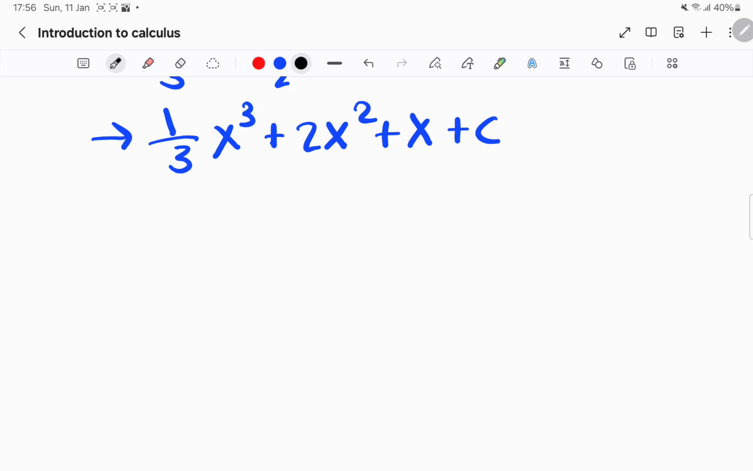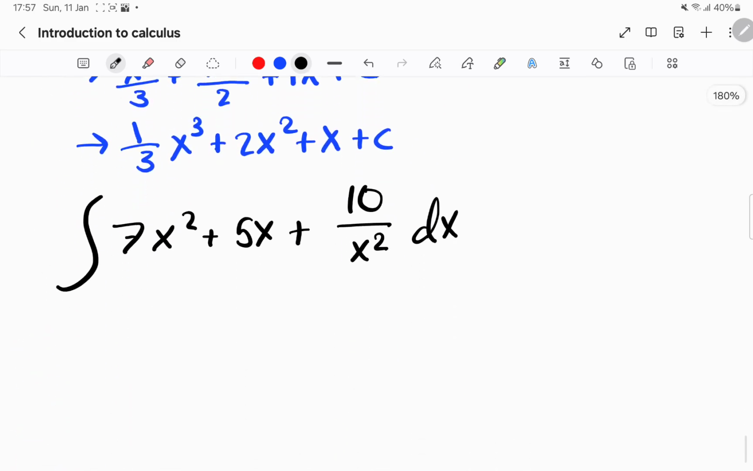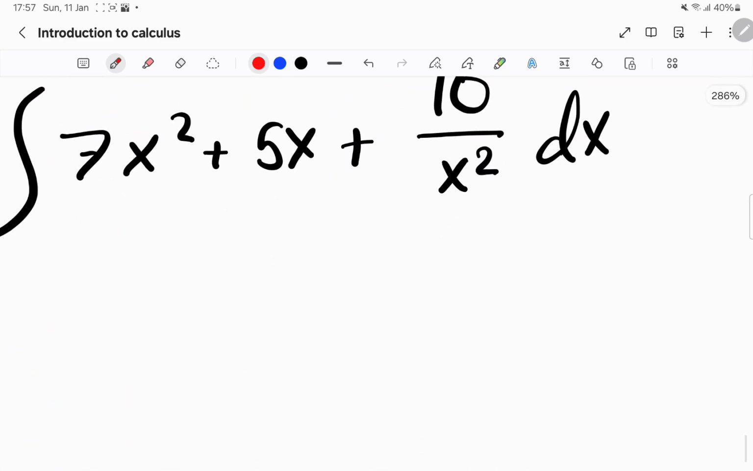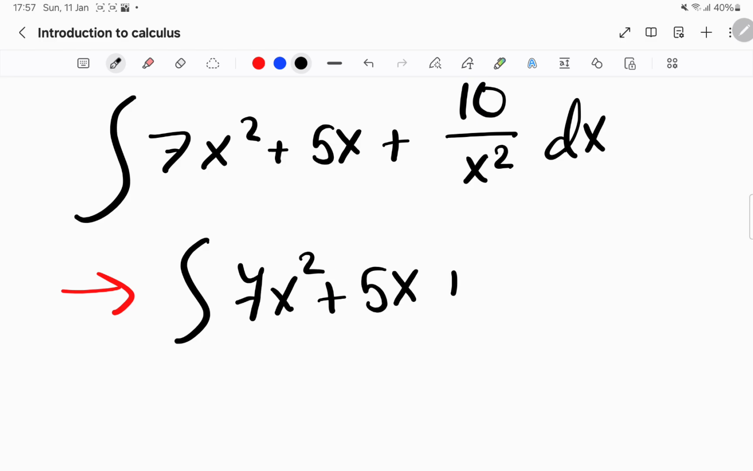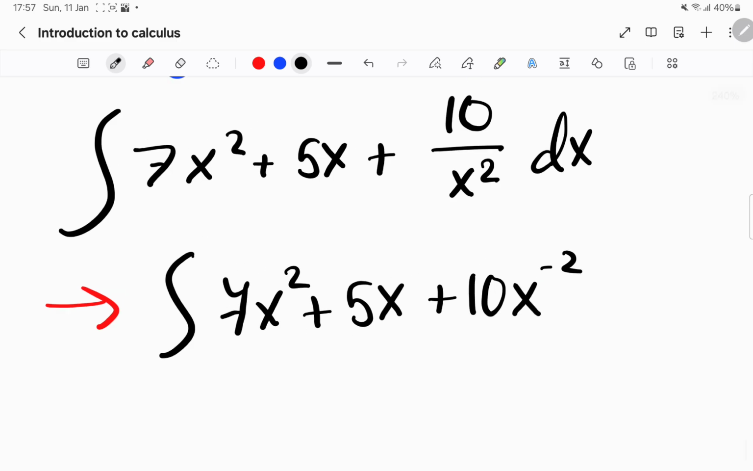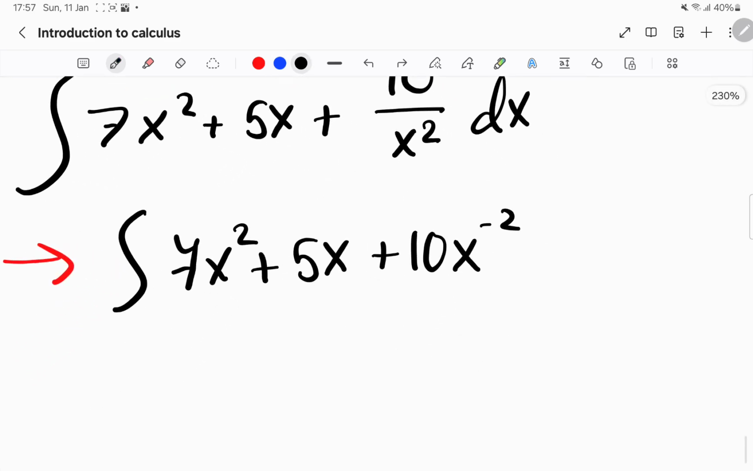Let me find one. You know what, let's do this one. Okay, last example for the video. 7x squared plus 5x plus 10 over x squared dx. Let's do this one. Okay, before we start integrating, we just change up the equation to make it easier to integrate. It's 7x squared plus 5x plus 10x to negative 2, because we brought it up. Okay? Don't forget the dx.